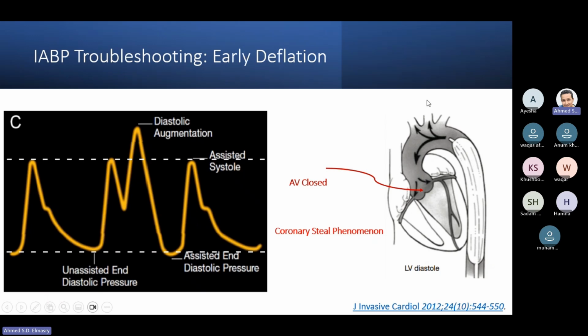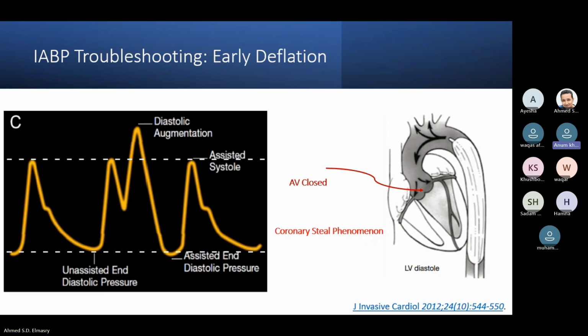So the blood from the cerebral circulation will go back to the aorta, and the blood from the coronary circulation will go back to the aorta because of very fast and very rapid deflation of the intra-aortic balloon. And in some patients, this retrograde flow will lead to what is called angina, because the coronary blood flow is reduced. So this will cause more ischemia to the patient. And this is what is called coronary steal phenomena.